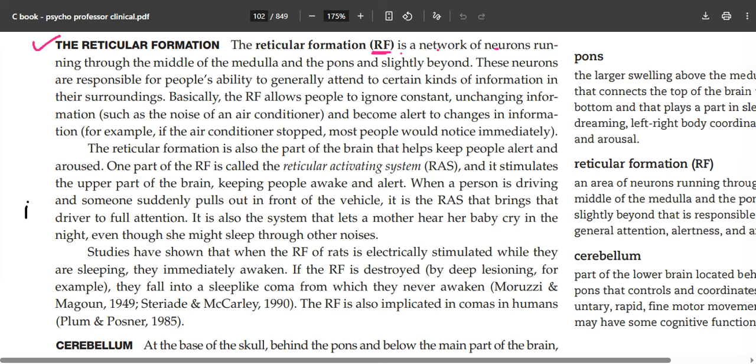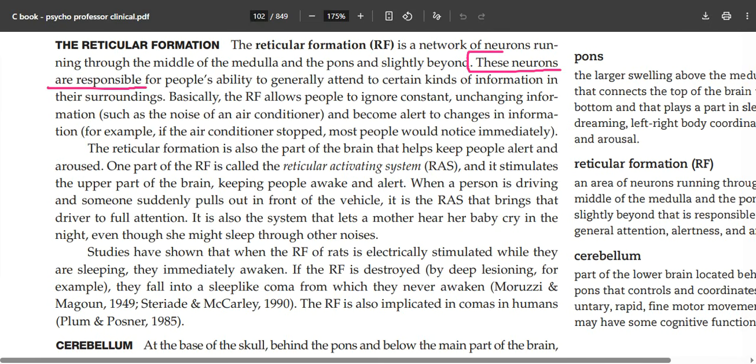So it means there is not a single neuron, it is a network of neurons. Network might mean billions, trillions, like that. Running through the middle of the medulla. Now we just understood the hindbrain, but now we are witnessing the middle of the medulla. So let's suppose the question is asking you from where it is coming. It is running through the middle of the medulla, the pons, and slightly beyond. And beyond, you know what it is.